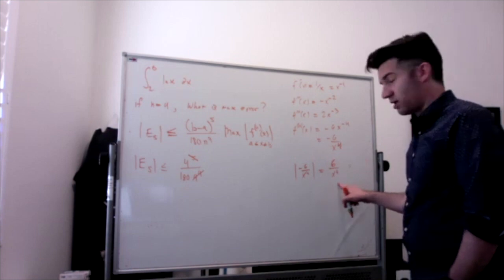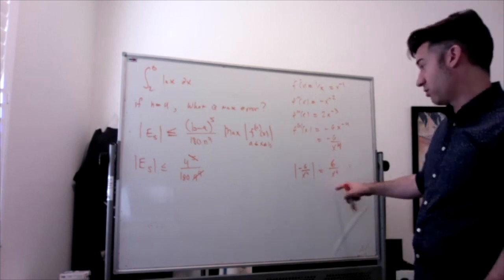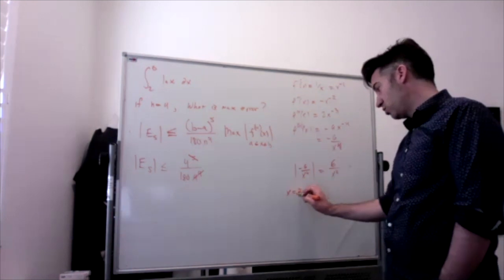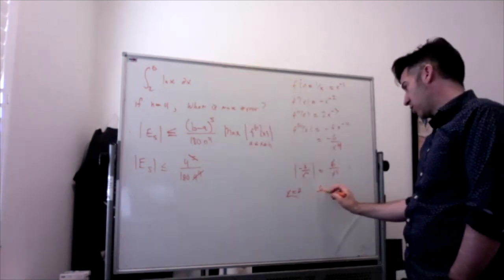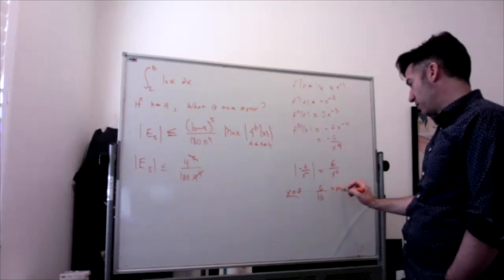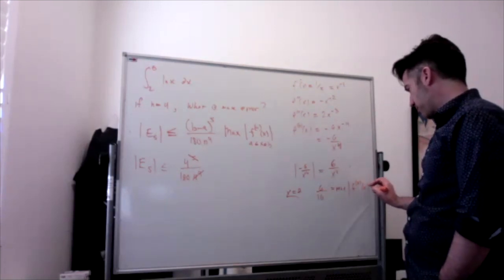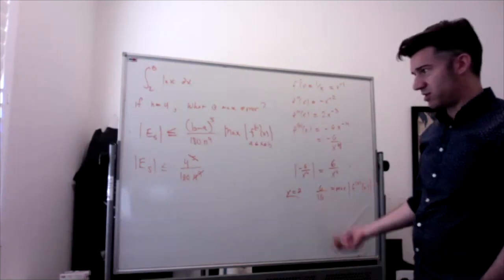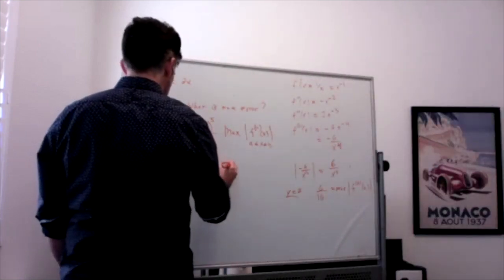And this is going to be as big as possible when x is as small as possible. So we're going to let x equal 2, because that's the smallest number on our interval. And we're going to get 6 over 2 to the 4th. That's going to be the maximum of the absolute value, which reduces to 3/8. So that's going to be 3/8 there.